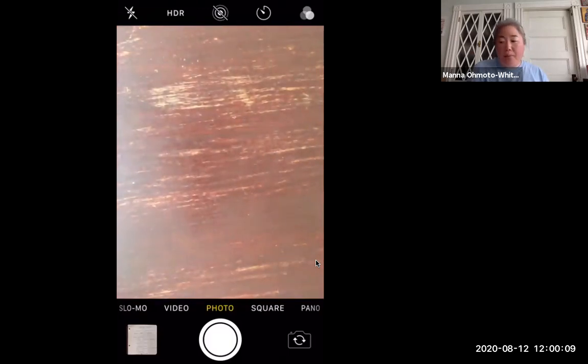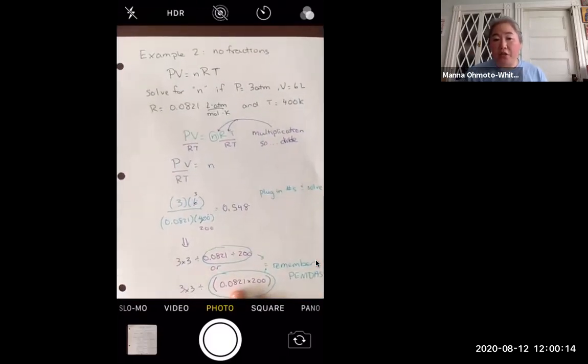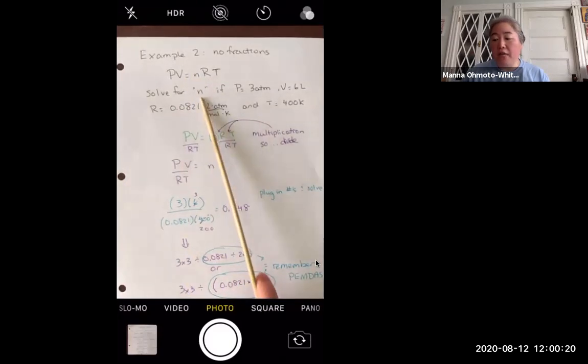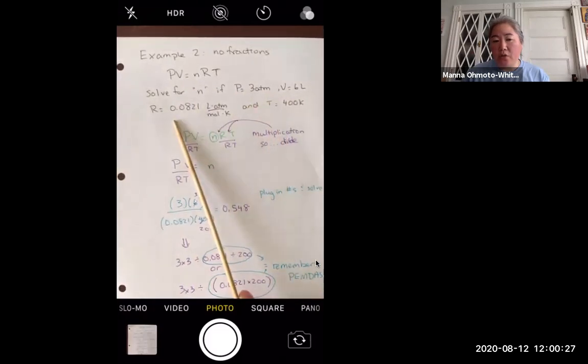The second example is where I have multiplication and division, but there's no fractions involved. So an example would be PV equals nRT is my equation. I need to solve for n if my P is equal to 3 atmospheres, volume is equal to 6 liters, R is equal to 0.0821 liter atmospheres over moles Kelvin, and T is equal to 400 Kelvin. Again, you don't have to understand what these mean in order to do the operations.